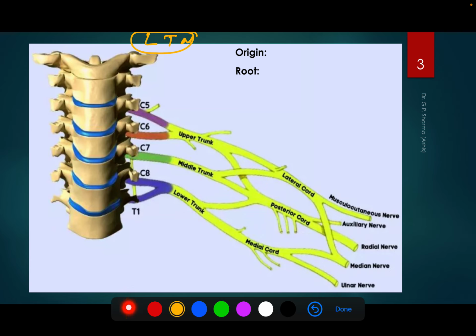So this long thoracic nerve originates from C5, C6 and C7. This is my long thoracic nerve, right? So it originates from the root of the brachial plexus. And what are the root values? That is C5, C6 and C7. And around 8% of the population also has the C8 root value. So that's about the long thoracic nerve origin and root.